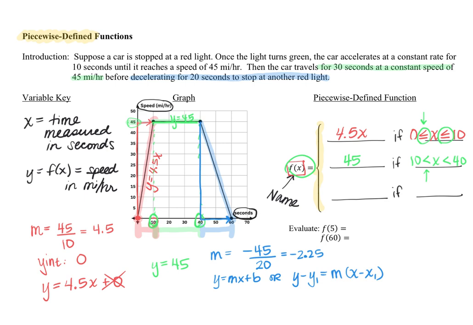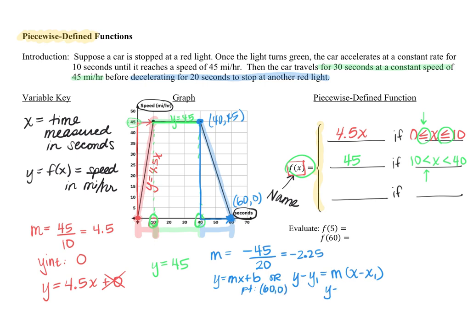If I'm going to utilize point-slope form, then I just need to find a point on the line. So you could either use the point up here, which is (40, 45), or you could use this point down here, and that point is (60, 0). Either point will work because they both lie on this line. So I'm going to go ahead and use the point (60, 0) and set up my point-slope form.